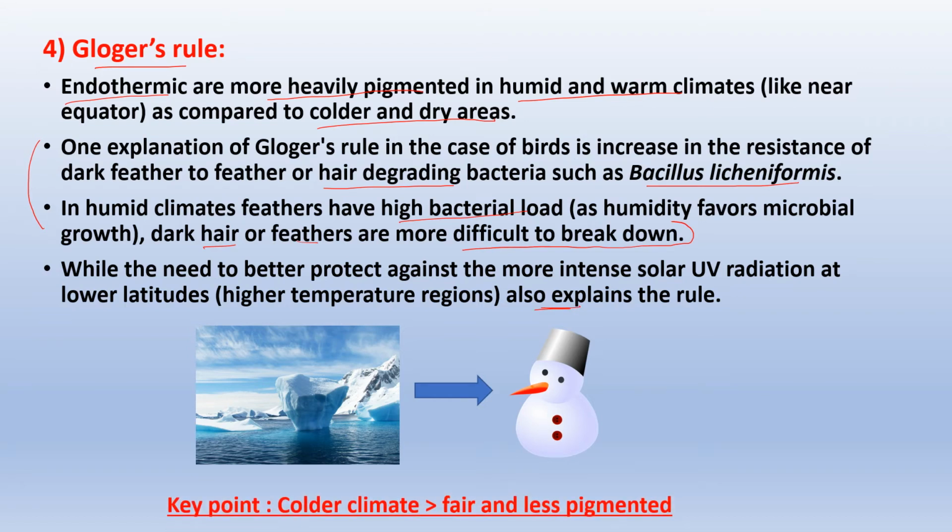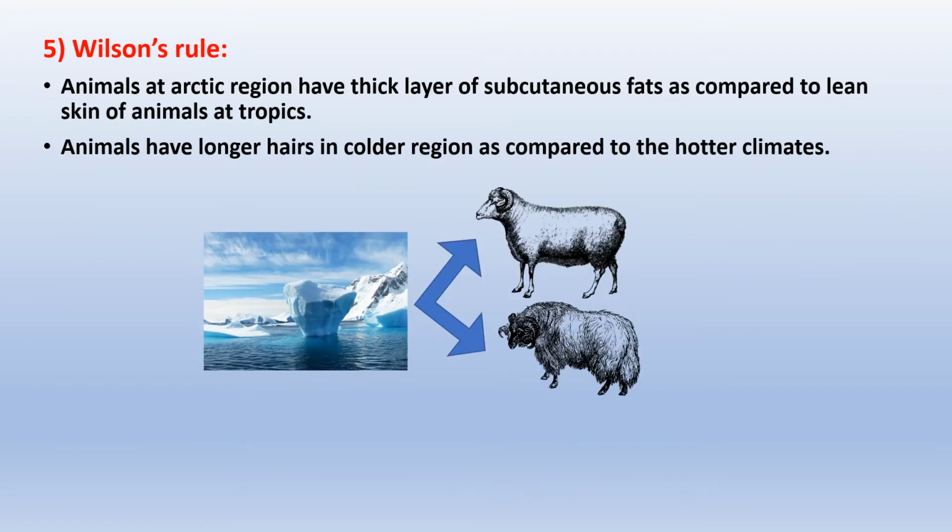So here the key point is that in colder climates you can find fair and less pigmented organisms. So the fifth rule is Wilson's rule, and it says that the animals in the Arctic regions have a thick layer of subcutaneous fats as compared to the lean skin of animals in the tropics. And the animals have longer hair in colder regions as compared to hotter climates. You can see this in these images.